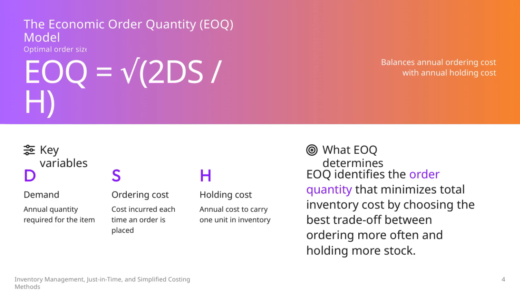D stands for demand, which is the annual quantity required for the item. S is the ordering cost, meaning the expense incurred each time an order is placed. H represents the holding cost, or the annual cost to keep one unit in inventory. EOQ helps identify the perfect order quantity to minimize total inventory costs by balancing the frequency of orders with the amount of stock held. It's a crucial tool in inventory management, and it plays a key role in approaches like just-in-time and simplified costing methods. Understanding EOQ allows businesses to manage inventory efficiently and cost-effectively.